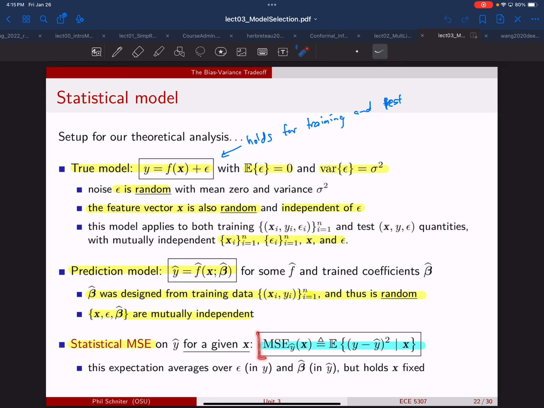And finally, what we want to do is measure the mean squared error of our prediction of y from x. And so the mean squared error says, on average, this is a statistical average over all the training data, so all those random training features, training labels, as well as over this random test noise. So averaging over all that stuff, it's asking how good is the squared error on y for a particular set of test features x. Okay, so that's what we want to do.